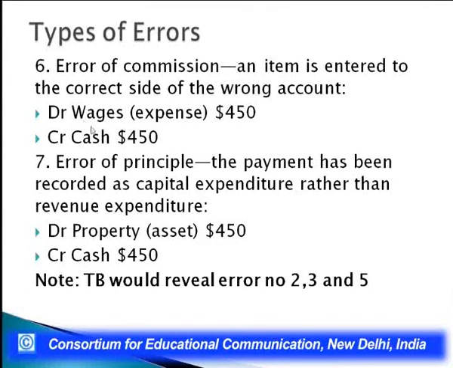For example, you debited wages. You may have debited salaries. You may have debited interest. They all are expenses, right? So instead of writing the actual expense name, which was rent, you debited some other expense. This is principally not incorrect, it is principally correct, because as far as the type of account is concerned, it is correct.